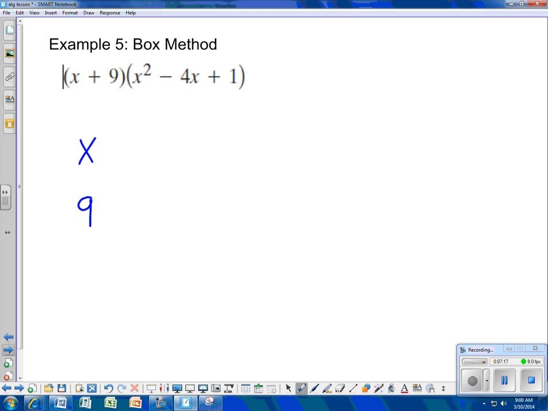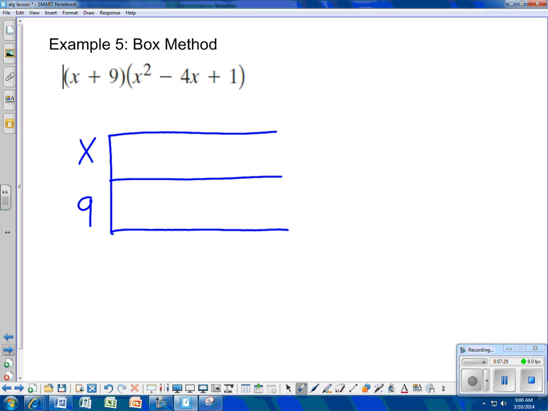We're going to make a box for the x and the 9. So there's a row for just the x. That'd be this top section. And there's a row for the 9. That would be the bottom section. Now on the top of this box, we're going to have 3 parts because the second parenthesis has 3 parts. There's 1 part here, 2 here, and 3 there.